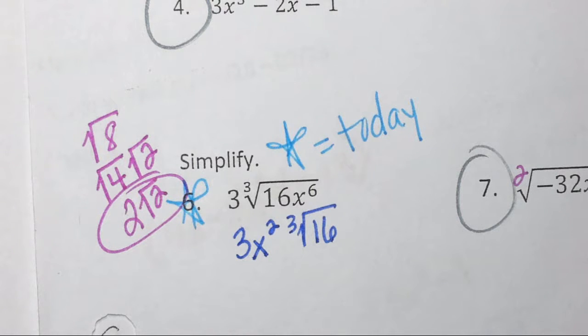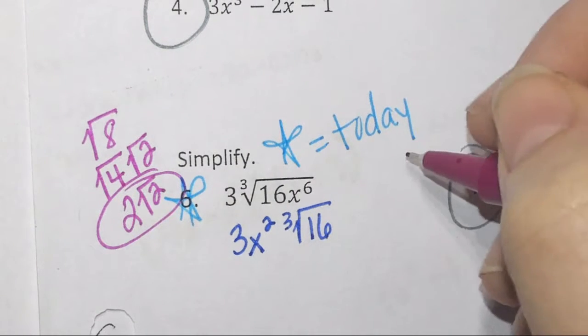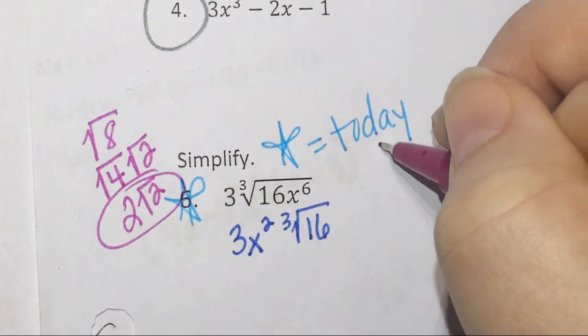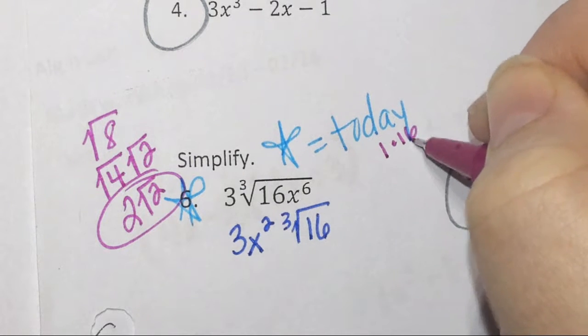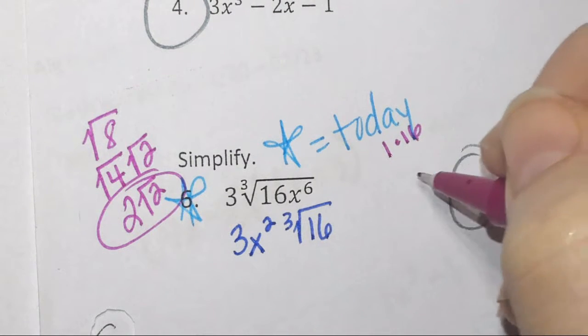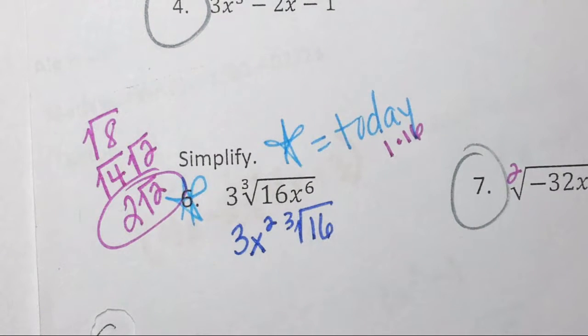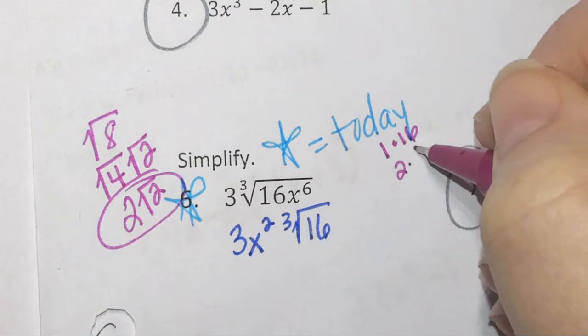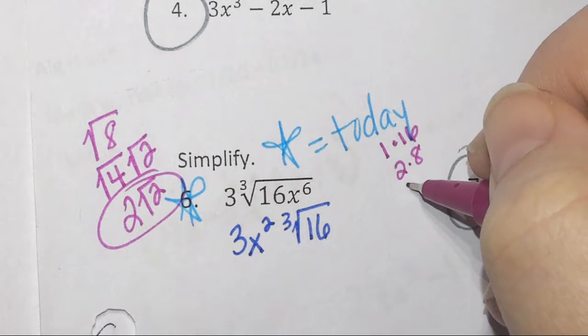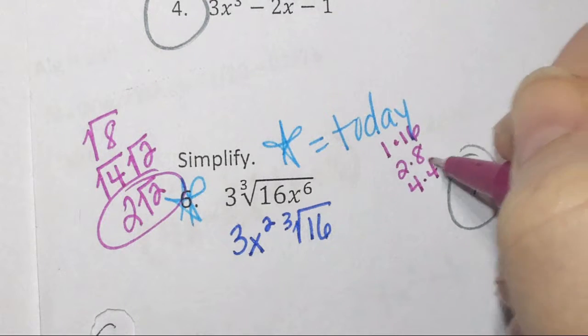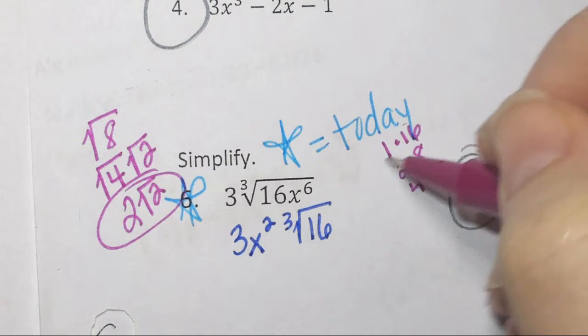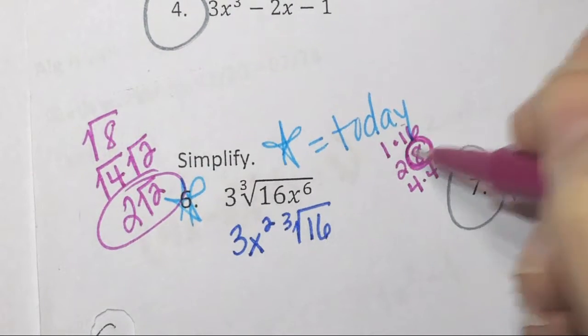We are going to take out a 2. So, 1 times 16, neither of those are perfect cubes. What else multiplies to 16? 2 times 8, and what else? There's another. 4 times 4. Okay, that's great, but those are perfect squares. Neither of those are perfect cubes. 8 is a perfect cube.